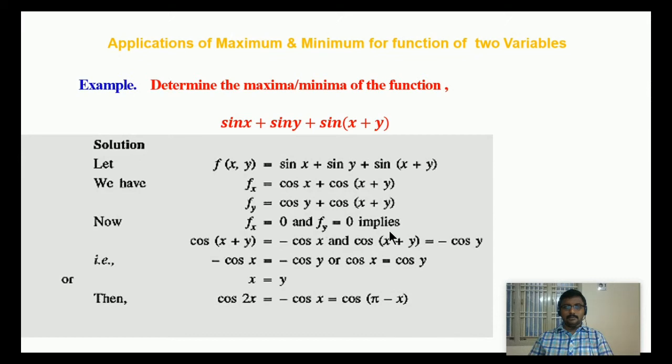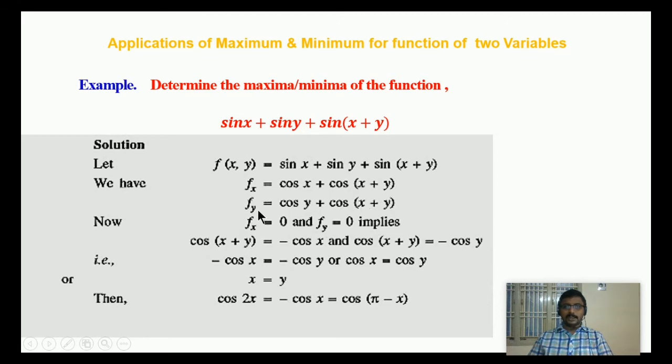Another problem. Determine the maxima or minima of the function sin x plus sin y plus sin of x plus y. The given function, let it be f of x, y. So f of x, y is sin x plus sin y plus sin of x plus y. First we have to compute f_x and f_y. f_x is the partial derivative of f with respect to x. Sin x derivative cos x, sin y derivative 0, sin of x plus y derivative cos of x plus y.